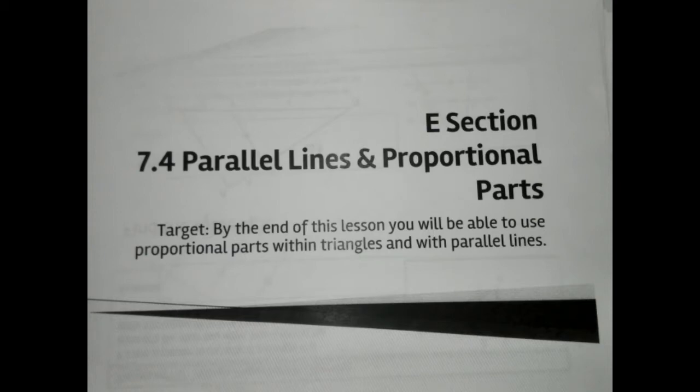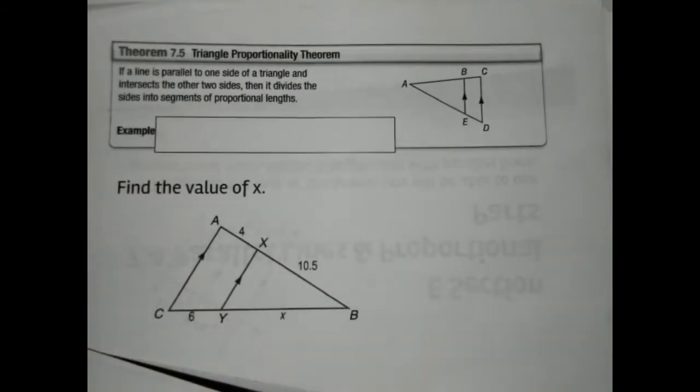Hey everybody, so today we're going to start the fourth section of Unit 7, which is parallel lines and proportional parts. So yeah, we're going to jump right in. The main idea here is that we're going to look at parallel lines within triangles and what they do in terms of the creation of proportional parts.